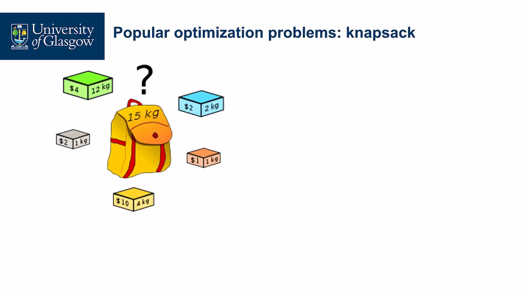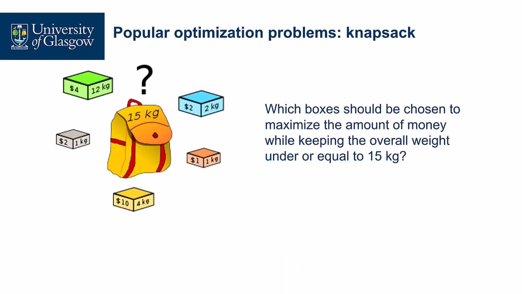So now you have a bag, and the maximum weight of this bag is 15 kilograms. And you have several objects, right? So you can put them into the bag. Each one has a weight and a value. Now we want to maximize the value, but the weight can't exceed 15 kilograms. So we can see it's like this. The question is which boxes should be chosen to maximize the amount of money, but we have to keep the overall weight of the bag under or equal to 15 kilograms.